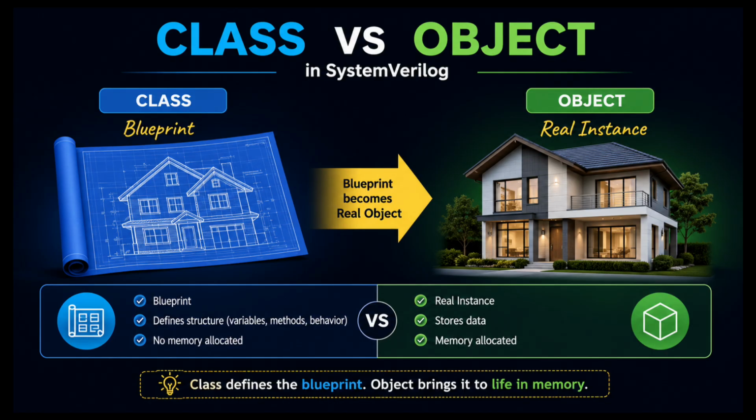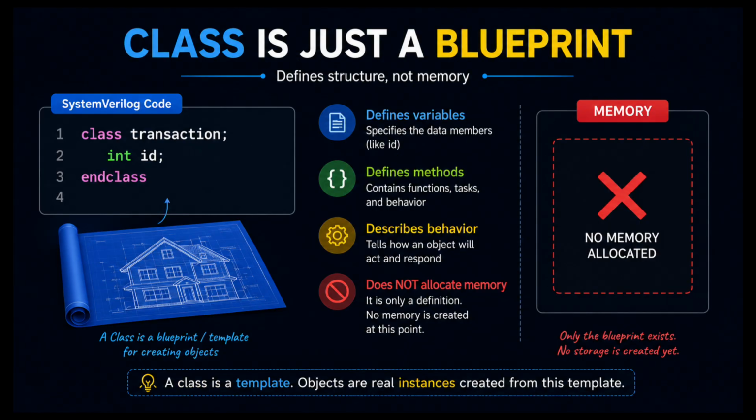Have you ever been confused between a class and an object in SystemVerilog? What is a class? A class is a blueprint. It defines variables, functions, and behavior. But very important, a class itself does not occupy memory. It's only a definition. Now let's look at the syntax.